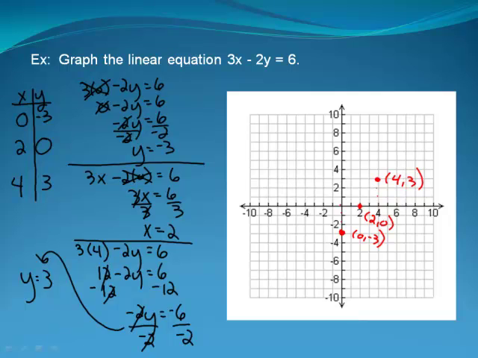It does look like those 3 ordered pairs do lie in a line. So we'll draw the line, put arrows on the end. Label the line is always a good idea. 3x minus 2y equals 6.